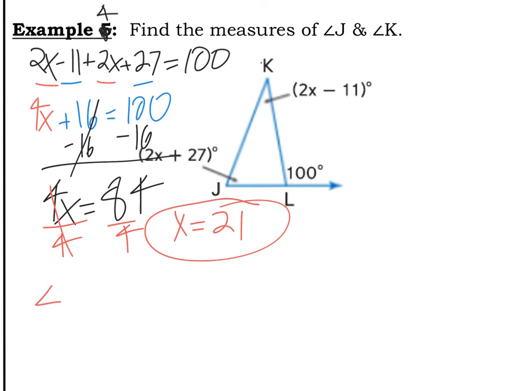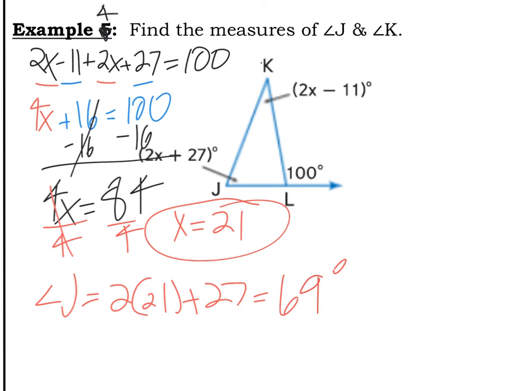So I'll go alphabetical order here. I'll do angle J first. So angle J is going to equal 2 times 21 plus 27. So 2 times 21 is 42, plus 27 is going to be 69 degrees. My bad. So now I'll turn my attention to angle K. And so angle K will equal 2 times 21, which is 42. 42 minus 11 will be 31 degrees.